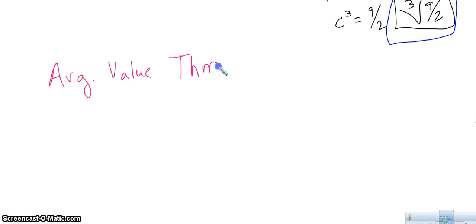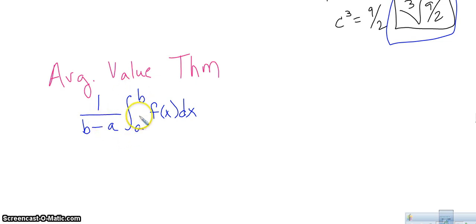Now something else that goes with that is called the average value theorem. And it's very easy. All you have to do for the average value theorem is you integrate to find your area. And then to find the average, you take your area and you multiply it by 1 over b minus a, or basically divide it by the width, right? The length between b and a.